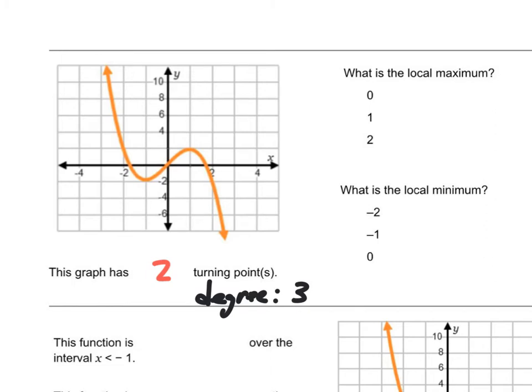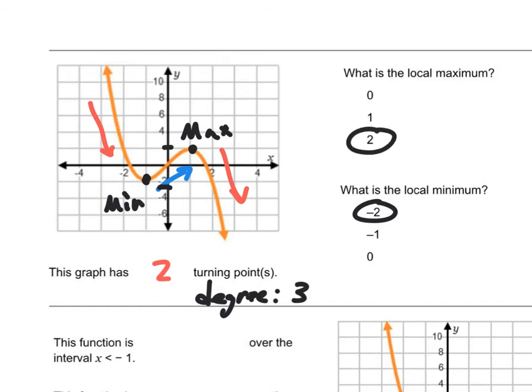And it wants to know what our local maximum is. So here's what we've got. We go from decreasing to increasing and then decreasing again. Here's our minimum, and the y value of that minimum is -2. So the local minimum is -2. Here's our maximum y value, when it changes, and that y value is +2.